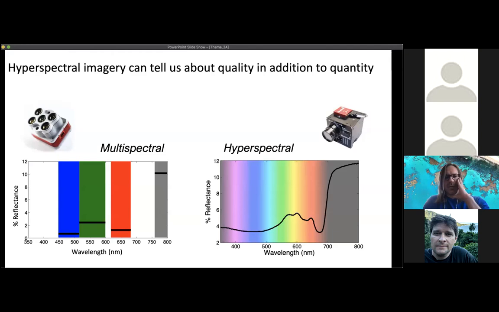And the main difference between hyperspectral and multispectral imagery is that we get many more bands, so much more spectral information from a hyperspectral image than a multispectral image. So while we may get 4 or 5 spectral bands from this MicaSense Altum sensor, we've been using this Headwall hyperspectral scanner to get 270 contiguous spectral bands. So we get a contiguous reflectance spectrum for each pixel.